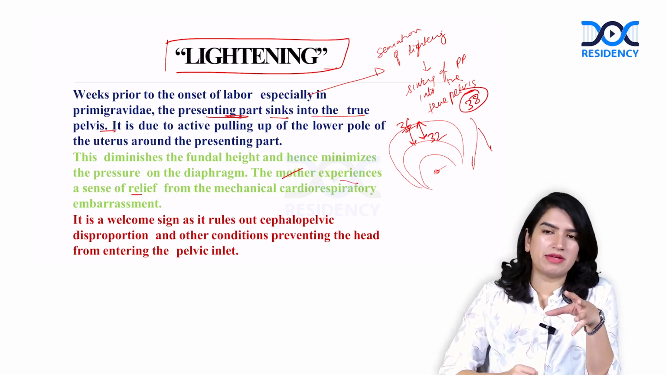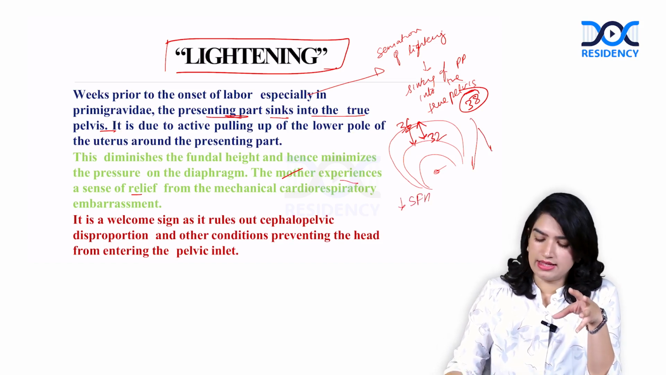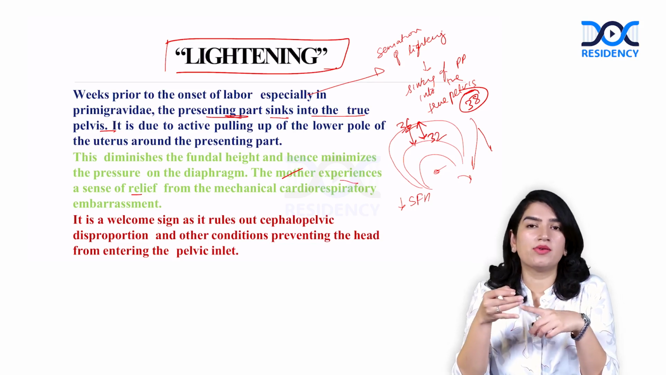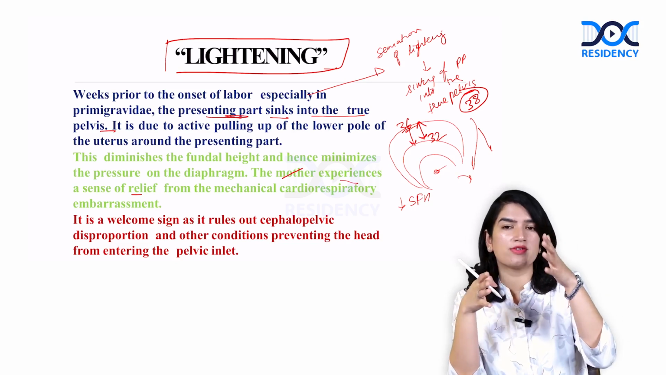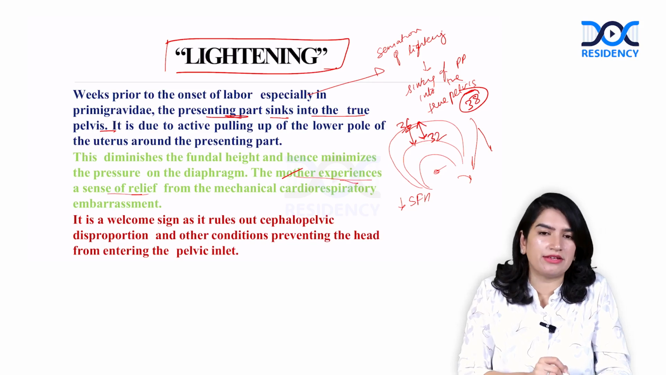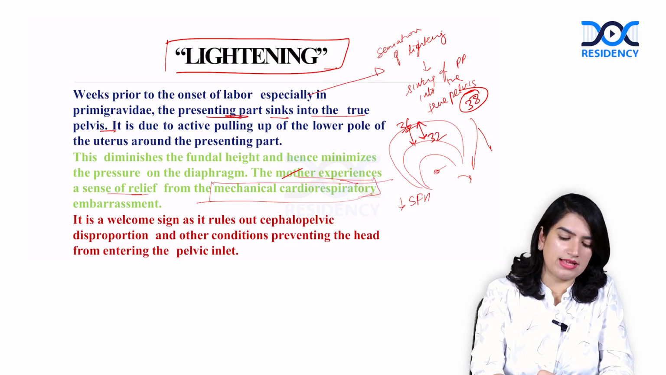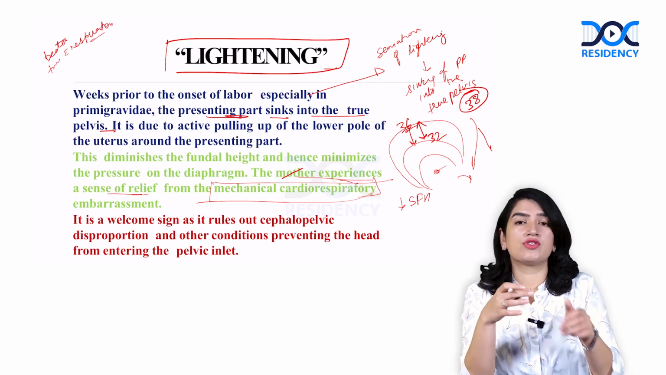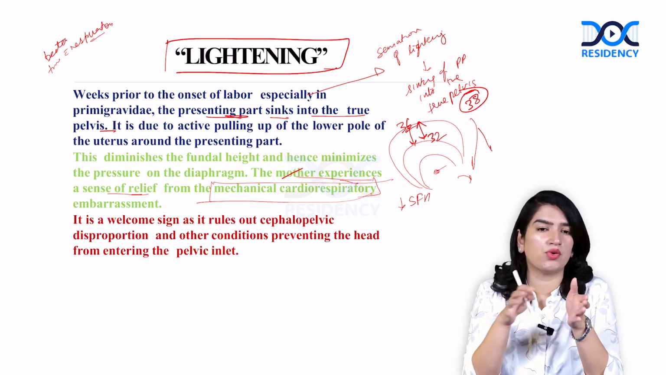So what will be the clinical manifestations? There will be a decrease in the symphysiofundal height. And when you ask about the symptoms, because the pressure on the diaphragm is reduced because of going down of the presenting part, she experiences a sense of relief in the mechanical cardiorespiratory problems. So she has a better time with respiration, and the difficulty which is usually there, or the discomfort which is usually there because of diaphragmatic pushing, goes away.